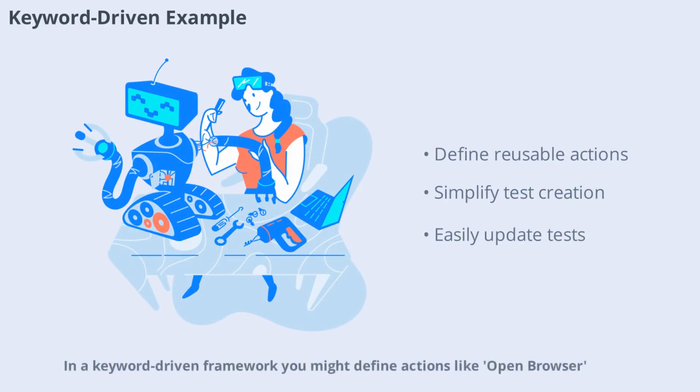In a keyword-driven framework, you might define actions like open browser, click element, or enter text as keywords. Testers then create test cases by arranging these keywords in a sequence, specifying the target elements and expected outcomes. This approach simplifies test creation, especially for repetitive or standardized actions, and makes it easier to update tests when the application changes.